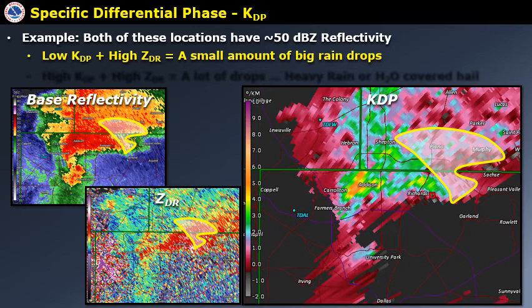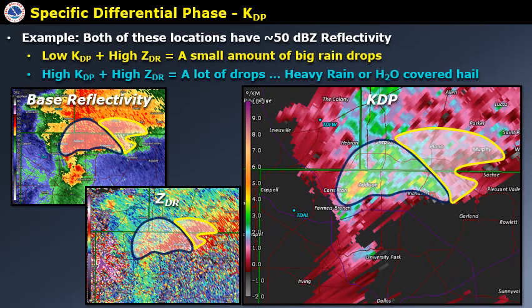Now we do see this along the eastern reaches of the forward flank downdraft near Plano and Murphy, as highlighted in the yellow outline. Conversely, in the instance of high KDP and high ZDR, it's quite possible that we are dealing with a large concentration of targets, and in this example, it's more than likely a lot of raindrops with a potential for heavy rain.